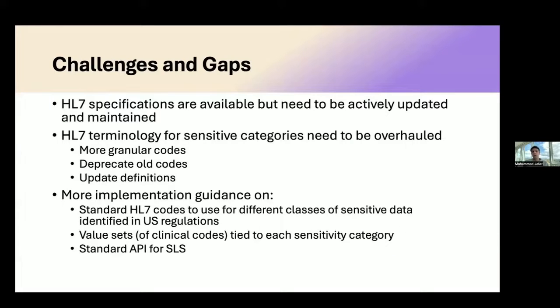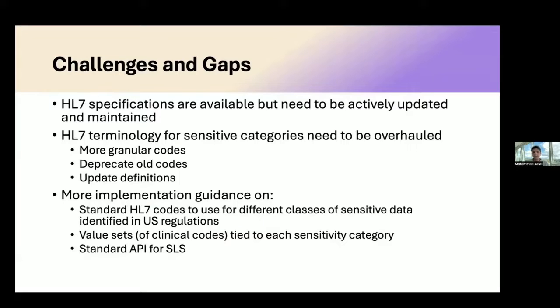So, finally, I wanted to cover some of the challenges and gaps. Currently we have HL7 specifications for data segmentation, but we need active updating and active revisions of these. I think the DS4P IG has not been updated in a couple of years. There hasn't been active work on the FHIR DS4P IG, so it's sort of like a snapshot of what was supported at the time.